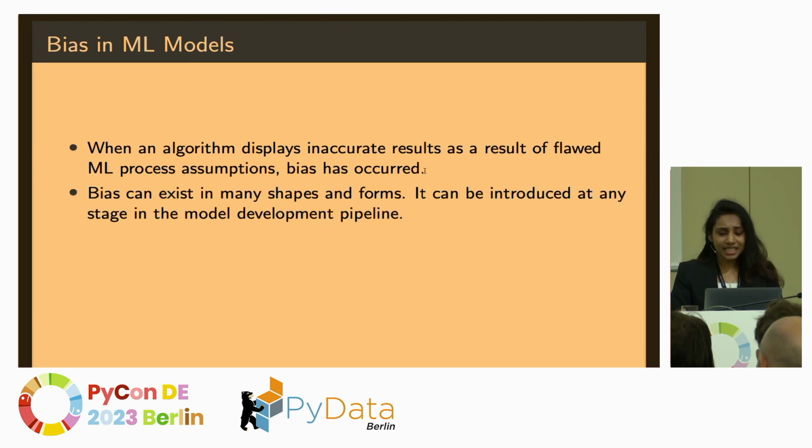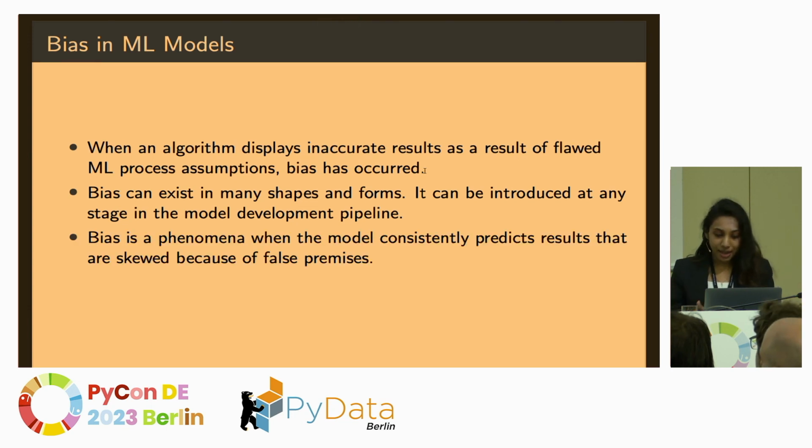A bias can exist in any shape or form, and it can be introduced at any stage of an ML model's pipeline. Let me briefly describe the ML model pipeline. It starts with business understanding, then we collect the data, then we label the data, we train the model, we deploy the model, and then we evaluate the model. A bias can be introduced in any of these stages, be it the business understanding stage, the data collecting stage, or maybe the last stage, model evaluation. Bias is a phenomenon when our ML model consistently makes predictions that are skewed due to faulty premises or faulty ML assumptions, as I said.